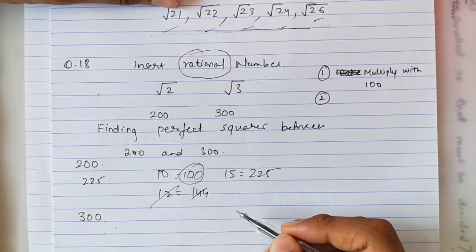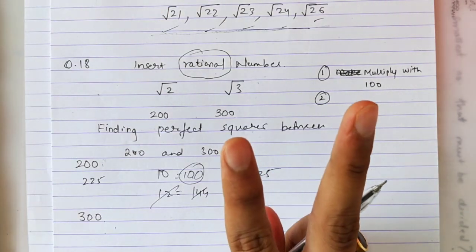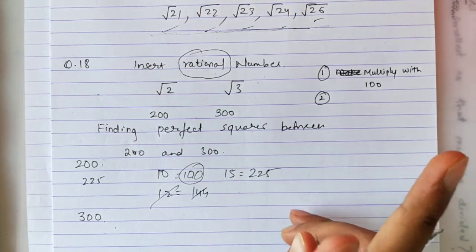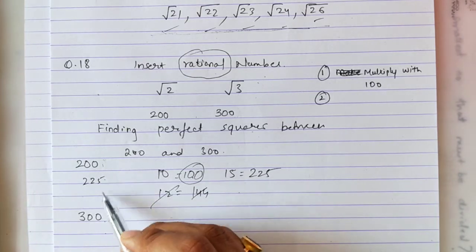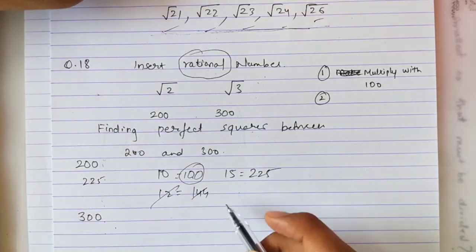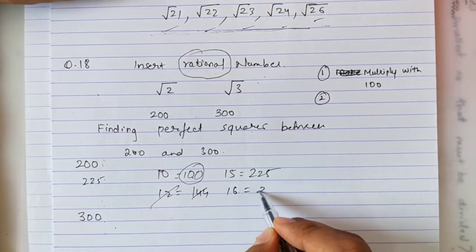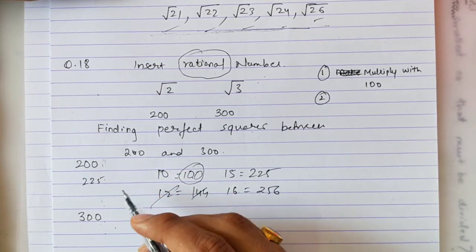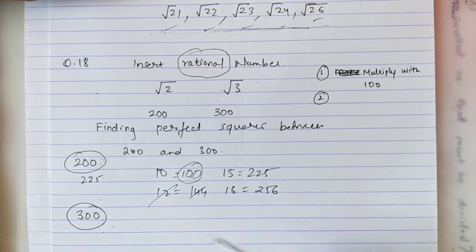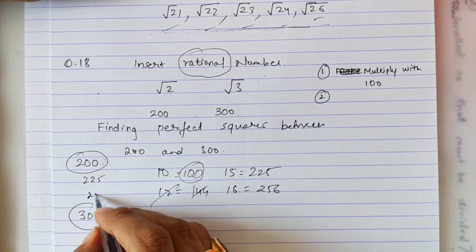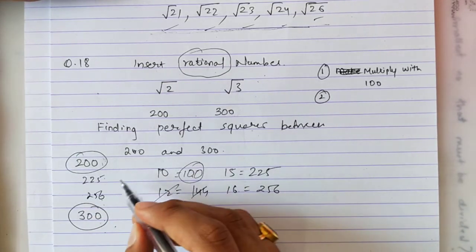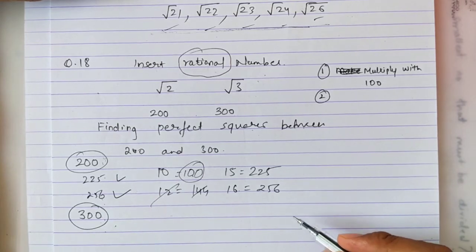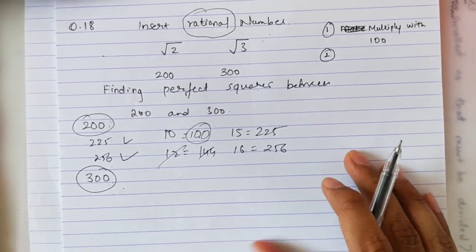Okay, we want to insert two numbers. Okay, we have to insert two numbers, so I'll write two numbers between them. So 15 square is 225. Let's try 16. 16 is 256. Again, it is fitting within the range. Our range is 200 to 300. So next number I got 256. So I got the two numbers. Now how to use these numbers?